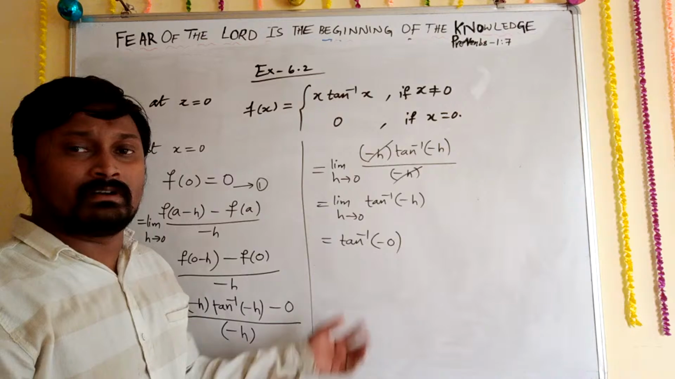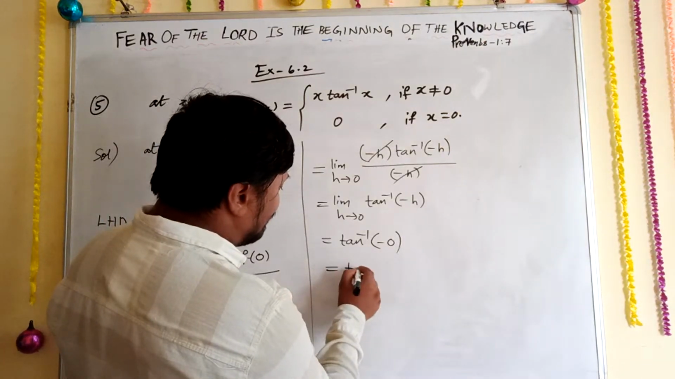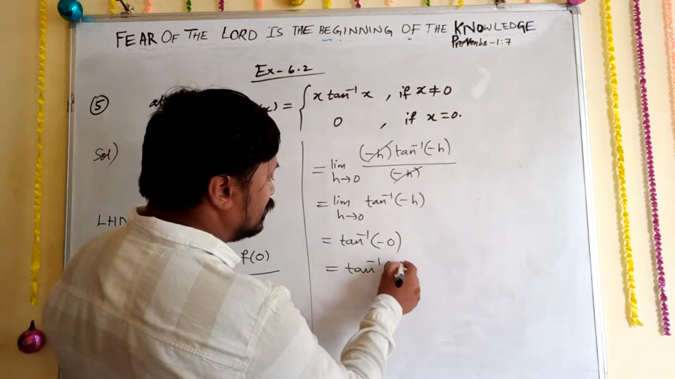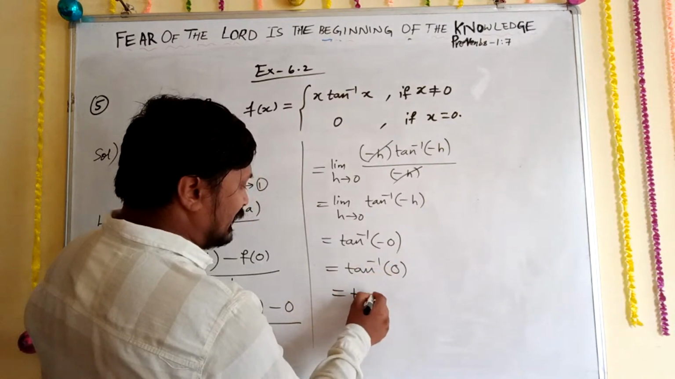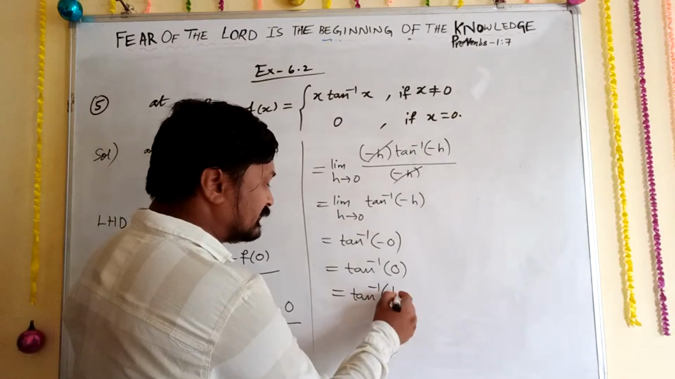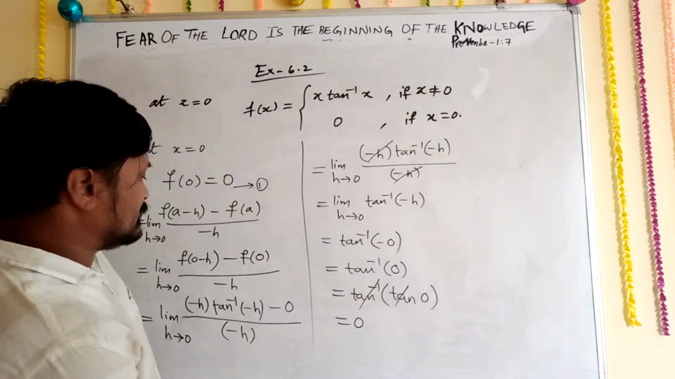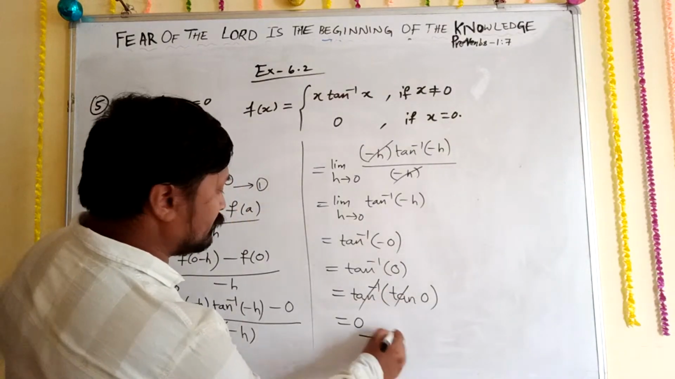Minus 0 plus 0, whatever it is, 0. So now we can write here it is tan inverse 0. That is equal to tan inverse 0. When it comes in tan inverse, it is tan 0 time. So tan and tan inverse get cancelled. That is equal to 0. So this is your equation number 1.